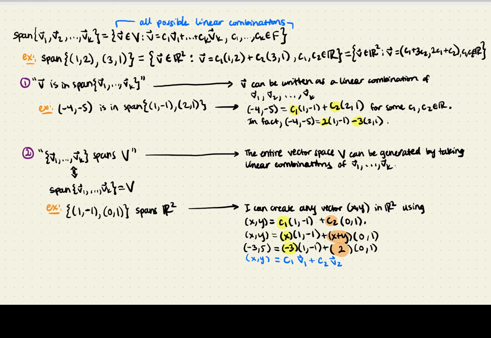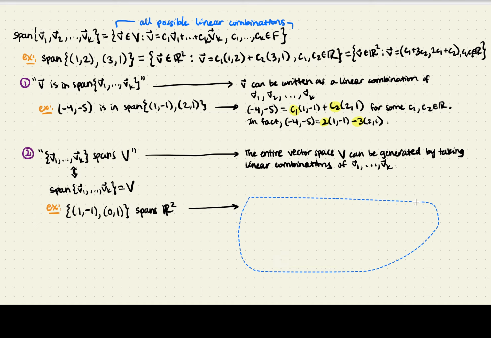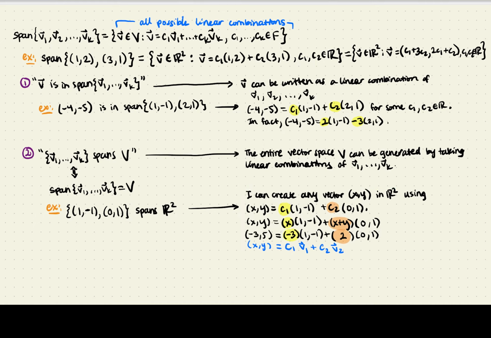Let me give myself a little bit more room here. Okay. So if a set spans a vector space, that means if I take the span of that set, I can generate the entire vector space V. That means I can create V just using linear combinations of the vectors. That set of vectors spans V.